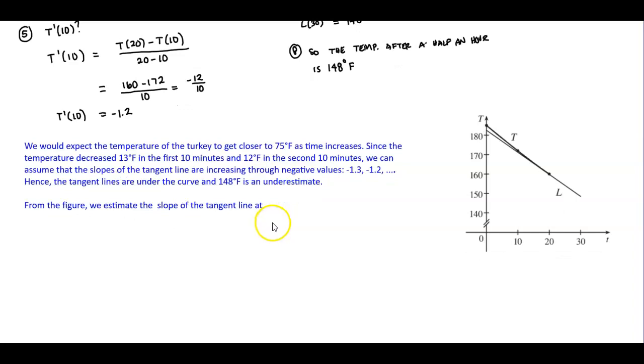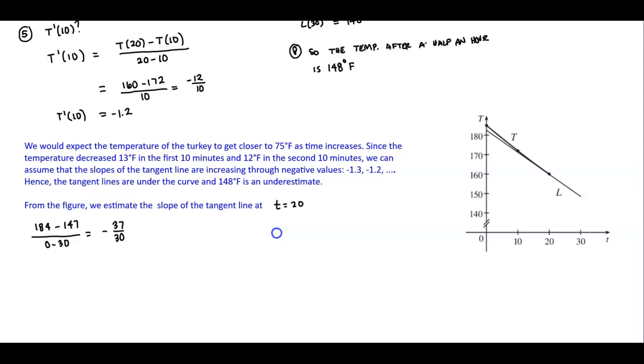And from the figure, we estimate the slope of the tangent line at t equal to 20 for the following. We would say that that would be 184 minus 147 over 0 minus 30, which would then equal negative 37 over 30.